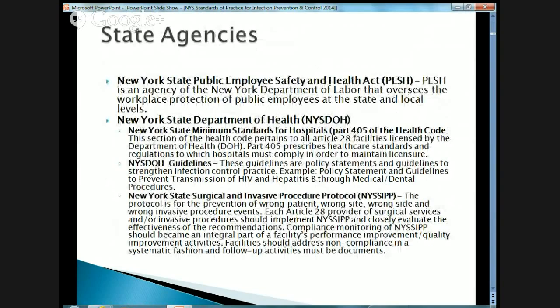New York State Department of Health, we have Part 405, which is the recommendations and requirements for hospitals. You have all New York State Department of Health guidelines, for things like HIV treatment and TB treatment. Those are actually on their internet site, so you can easily get them. And then there is the New York State Surgical and Invasive Procedure Protocol for each hospital. That's in Article 28. You must follow these recommendations.